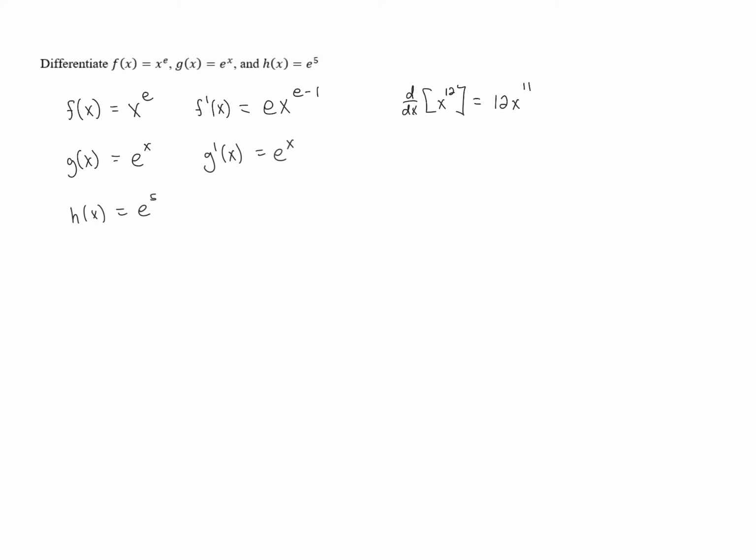There's no x in it at all, and that means that when we differentiate it, we end up with 0. The derivative of any constant function is 0, because the graph of a constant function is a horizontal line and the slope there is 0. So I just wanted to look at these because they look similar, but these are three very different types of functions with three very different rules for differentiating.